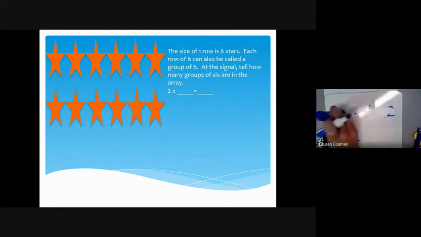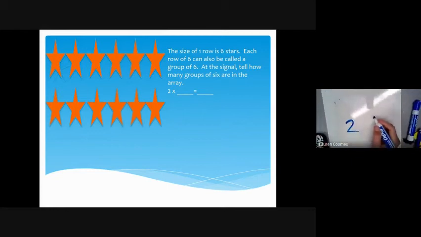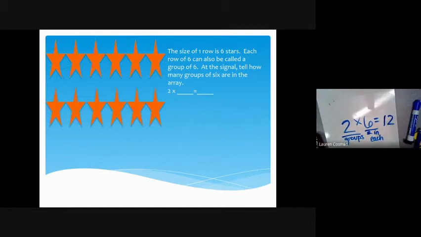All right, so in this multiplication sentence, I've got 2 groups. And I've got how many in each? 6. So I've got 2 times 6. Now let's skip count by 6s to find out how many I have total. Y'all ready to skip count by 6? 6, 12. So I've got 12 total. You got to remember the first number in your multiplication sentence is the number of groups. The second number is the number in each.